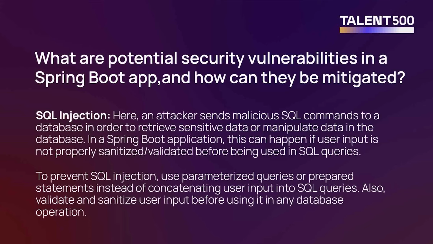Now, what happens in a SQL injection? An attacker sends malicious SQL commands to a database in order to retrieve sensitive data and manipulate data in a database. Here in SQL injection, a malicious query is being sent to the database to gather information, sensitive data, and to manipulate data. In a Spring Boot application, this can happen if a user input is not properly sanitized or validated before being used in a SQL query.